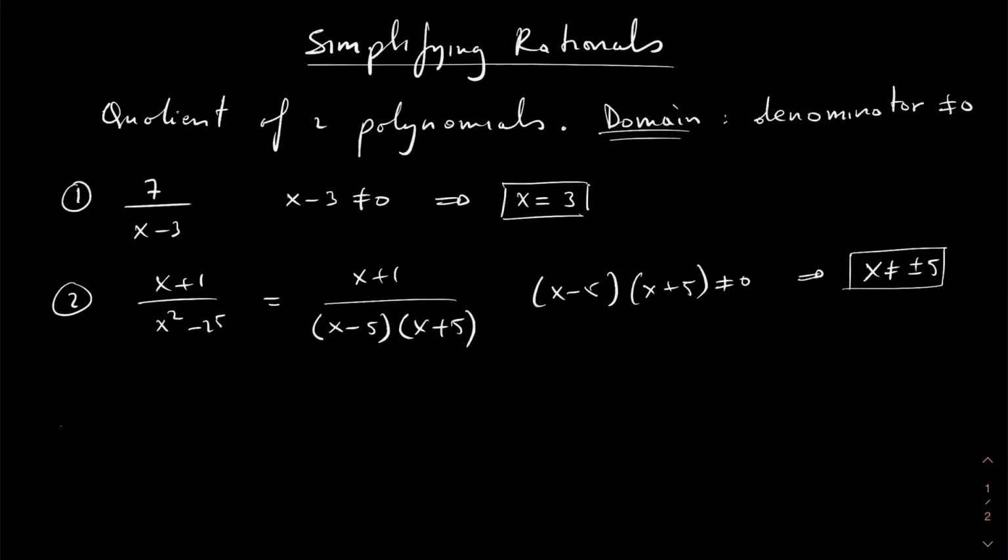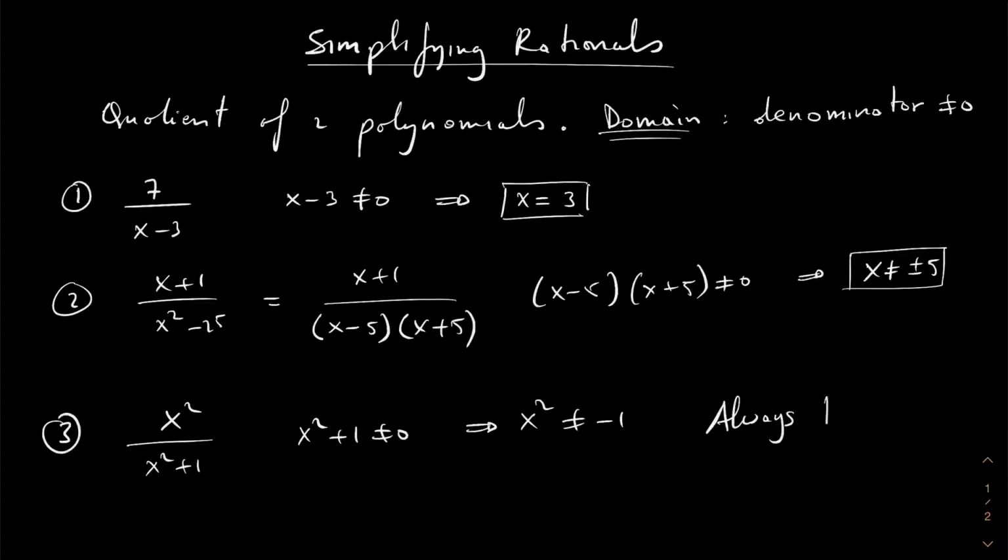Third example, x squared divided by x squared plus 1. Now looking at this, what you want is x squared plus 1 to be not equal to 0. And so that means that you want x squared not to be equal to negative 1. And so looking at this, it is always going to be true because x squared is always going to be positive. And so there's no chance for the denominator here to be 0. So the domain for this particular rational expression will be all real numbers.